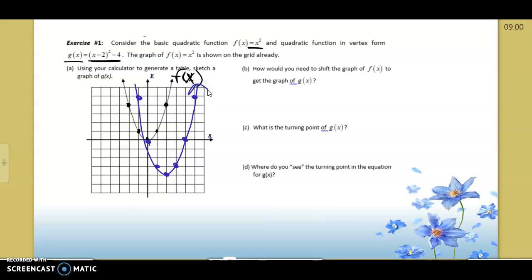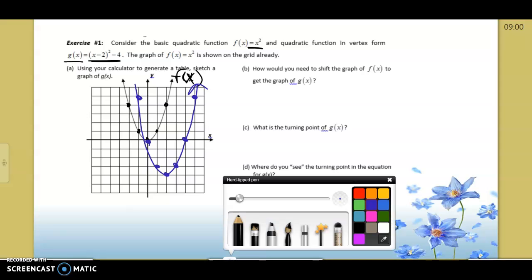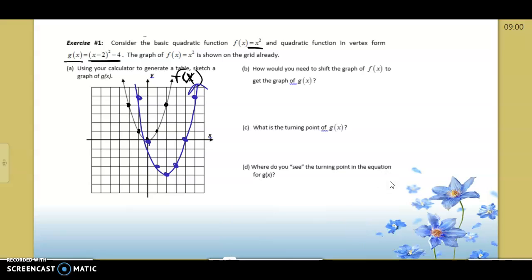So there you have it. We have drawn in the new function, the new g of x. How would you need to shift the graph f of x to get the g of x? So what are they saying here? They're saying if I have this graph right here, what would it take to move this to here?